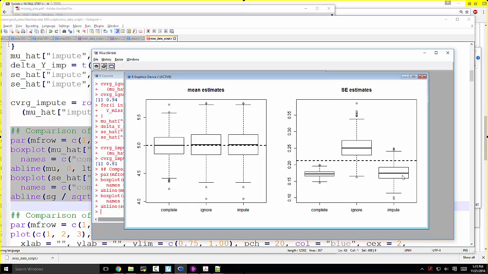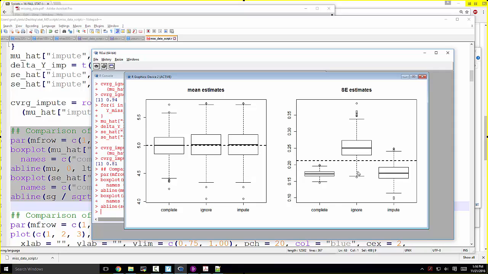Then standard error estimates. For the complete case, the gold standard, when there were no missing values, this is what we got as the distribution of standard error estimates. These are like S over the square root of n values for all 5,000 simulations. The imputed results have standard errors that are pretty similar to the complete case. The ignore case have standard errors that are substantially bigger.